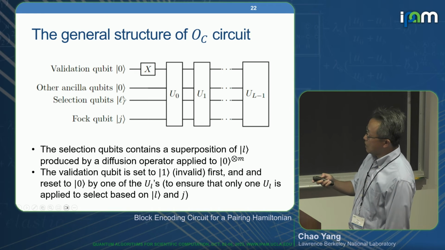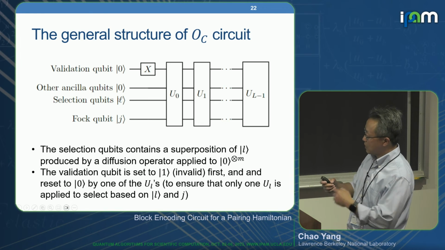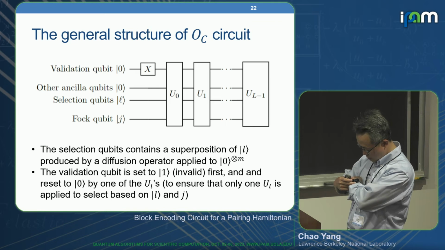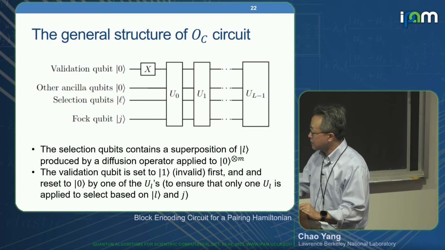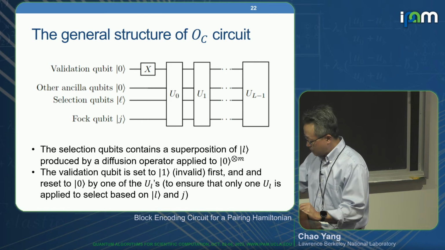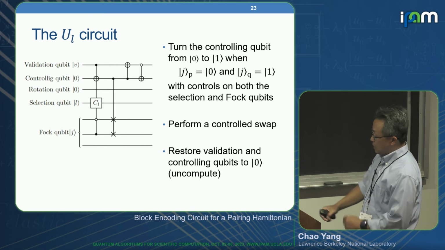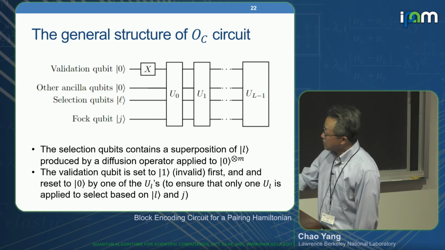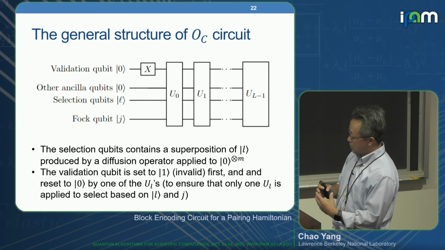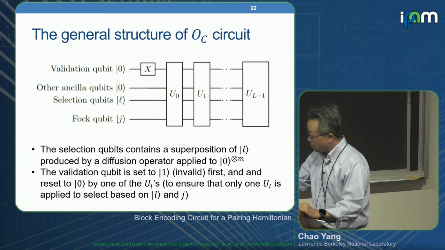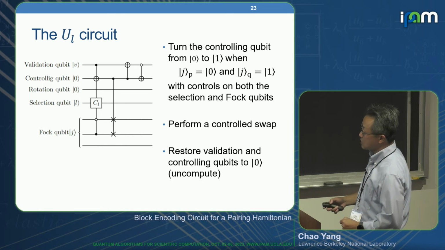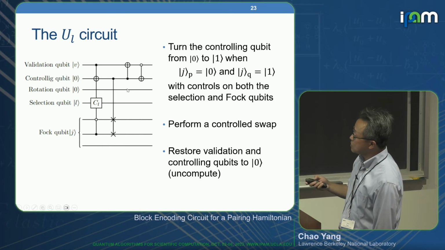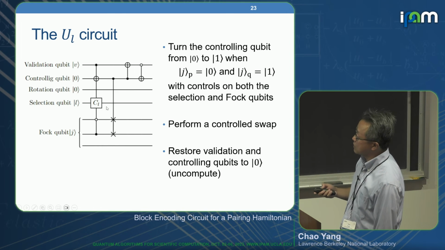And I'm also assuming that a diffusion operator has been applied to the 0-cat to create the superposition of all possible selections, okay? So you can basically write the select oracle as a product of a bunch of unitaries. And how does each unitary look? Each unitary UL will look like this.